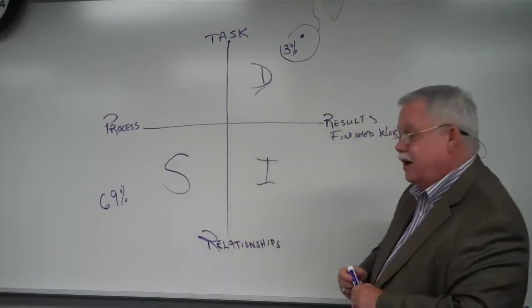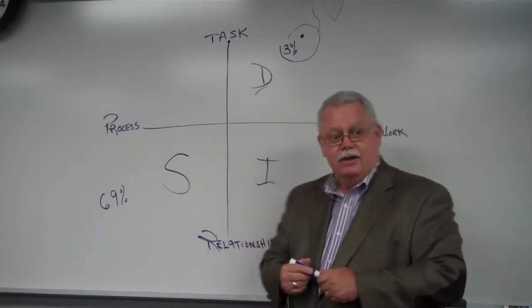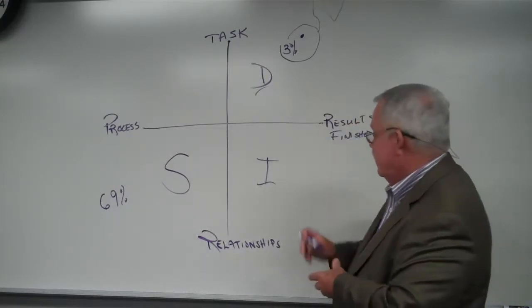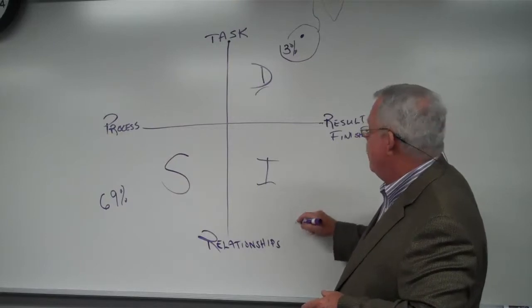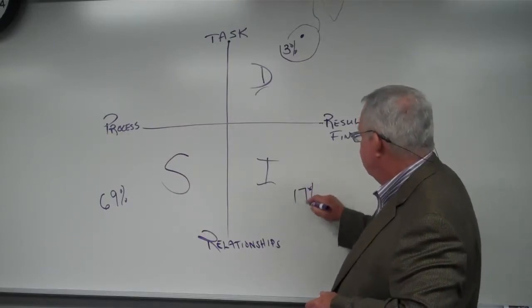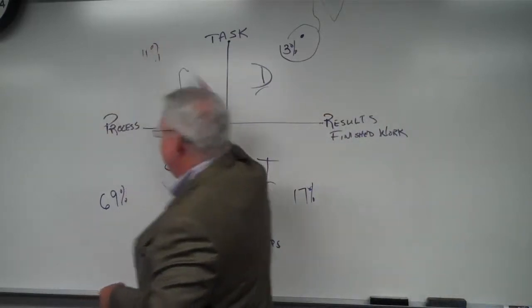What's the percentage for the I's? What do you suppose the percentage is of I's? 7%? 15? No. 12? 7? I'm trying to remember so I don't get my numbers mixed up. I think it's 17. Because the C up here was the remaining 11. I may have those two numbers reversed.